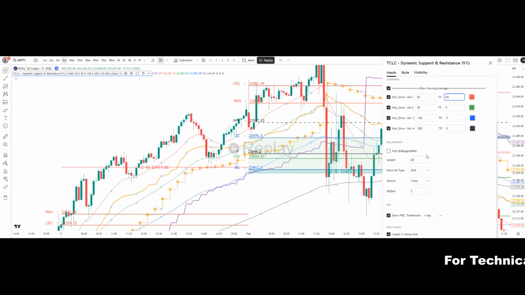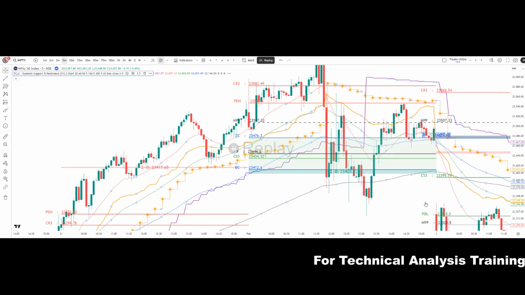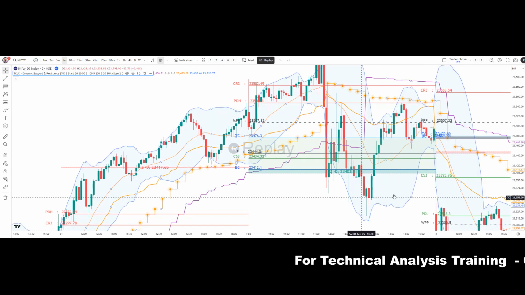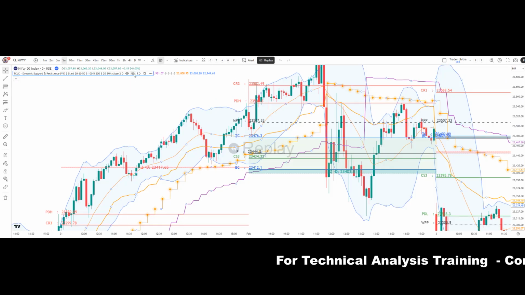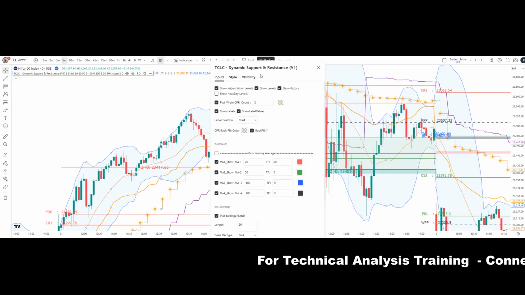And after that, there is one more option called plot Bollinger Band. So if you want to enable the plot Bollinger Band, you can just check that Bollinger Band. So you can see the Bollinger Band also in this chart. Okay, and click on OK. So you can see that Bollinger Band is available. Okay, so if you don't want it, you can just uncheck it.